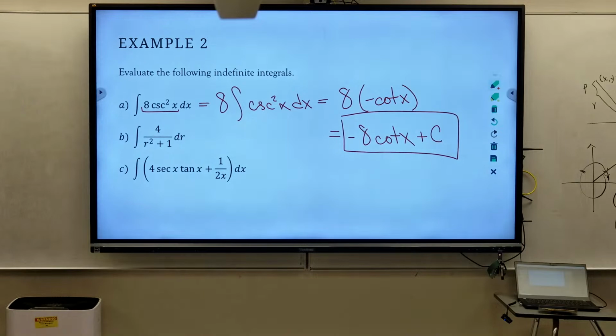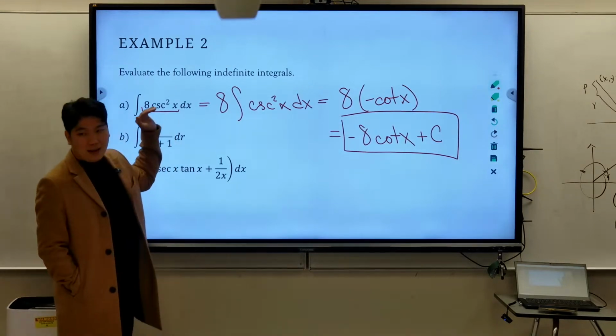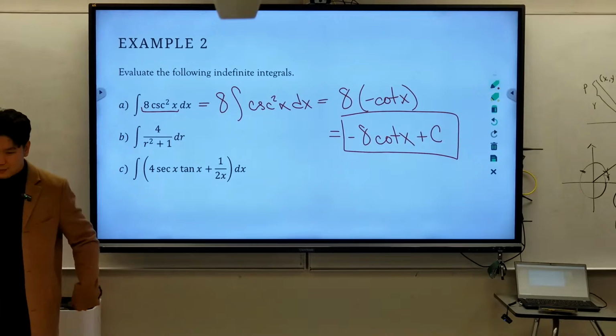But we have part A complete, and again, we can check our answer. Derivative of cotangent of x is negative cosecant squared of x times negative 8. I get this original expression.